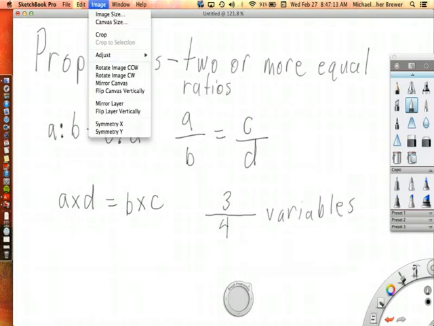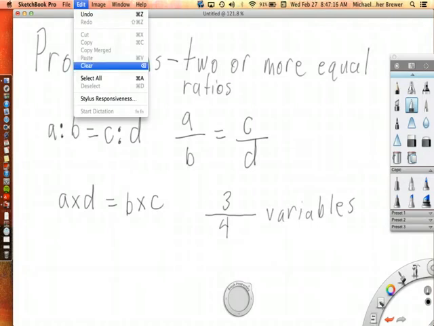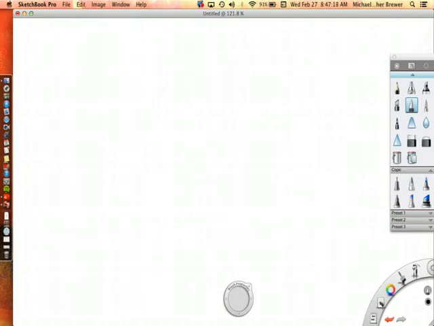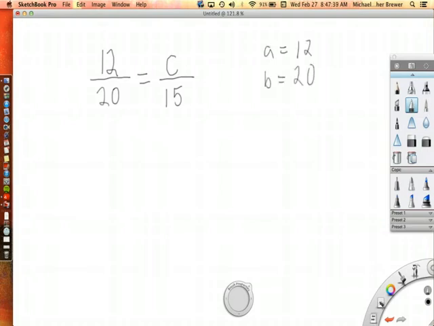Let's take a look at an example. Let's take the proportion 12/20 is equal to C over 15. I have 1, 2, 3 of the variables. I have A, which is equal to 12, B, which is equal to 20, and D, which is equal to 15. And so now I can solve for C by setting up my equations.